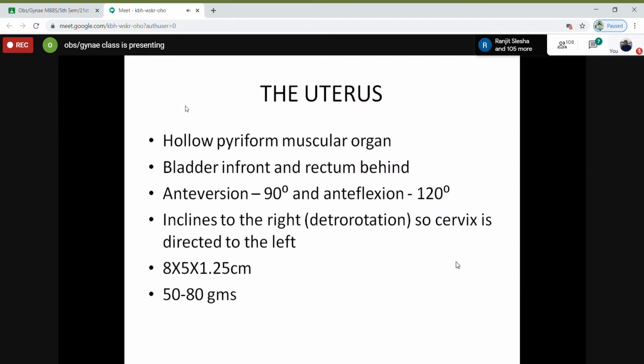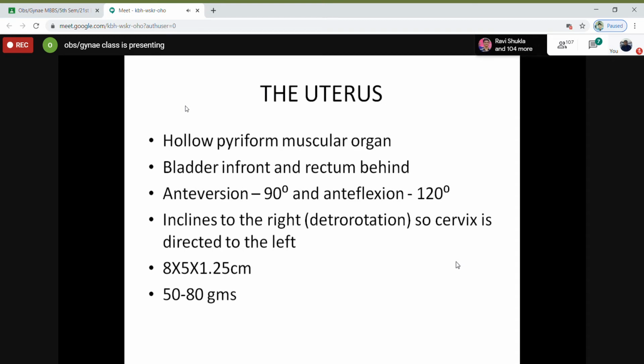So I have two classes of anatomy, and then there is another class for perineum and ligaments. So there are a total of three classes of anatomy. Today I'll be talking about uterus, tubes, and ovaries. The rest I'll talk about in the other class. So here I start with the uterus.